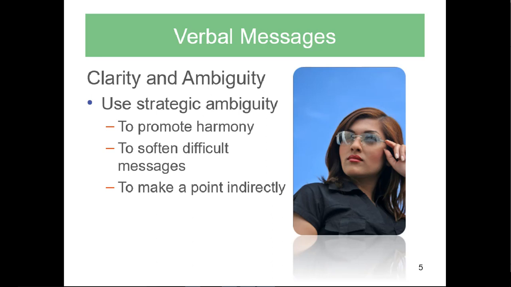Sometimes you will use strategic ambiguity. You'll be ambiguous for a reason. So you'll be more vague for a particular reason. It could be to promote harmony. Maybe you don't want to be specific because you want to try to make things a little more harmonious. It can soften difficult messages, making the blow a little better to take. So sugarcoating is what we sometimes also call that.